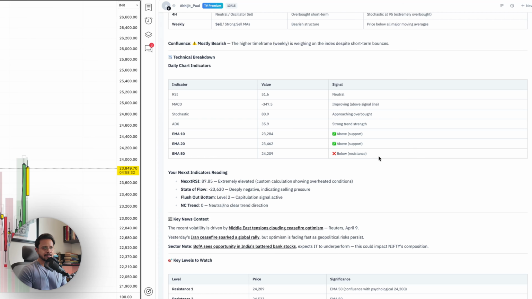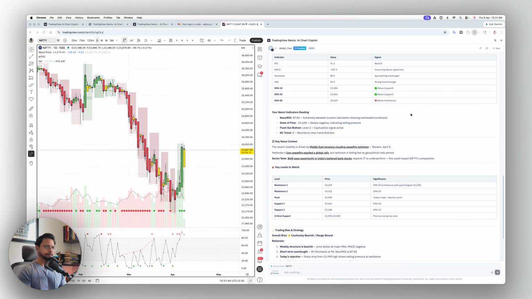It's okay. This is commentary. This is not analysis. RSI 51.6. What does 51.6 mean? Does it really mean neutral? What does neutral mean? That's analysis. That's inference. The Copilot is not able to do that. It's fine. It's just giving us a commentary here.